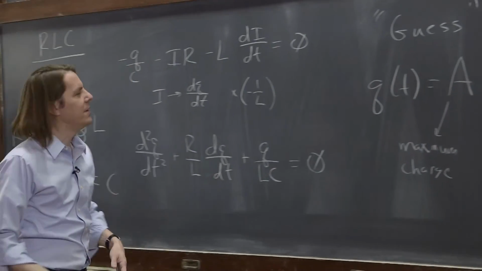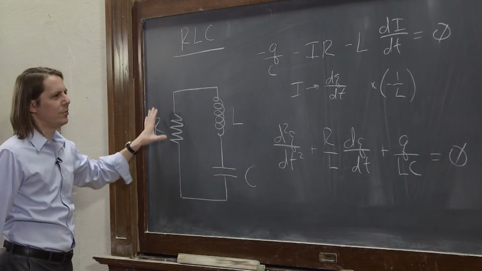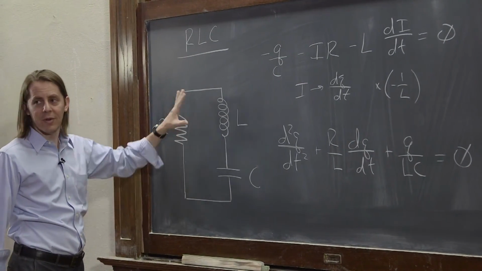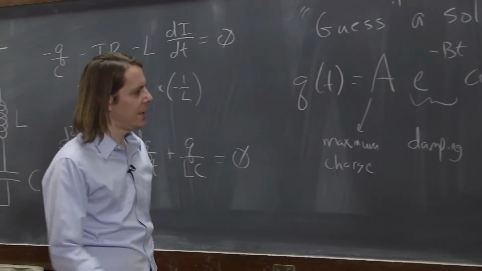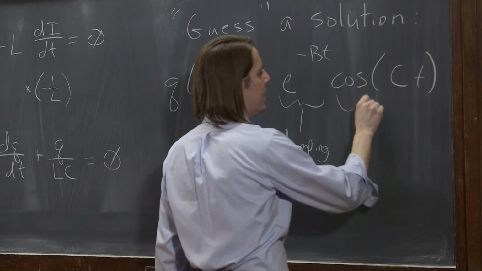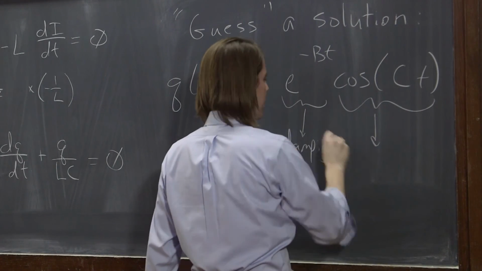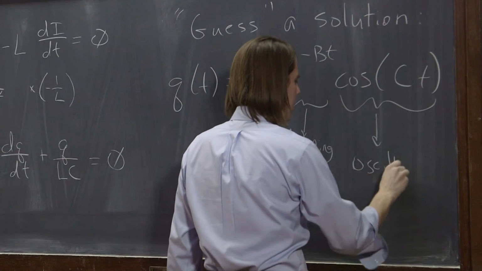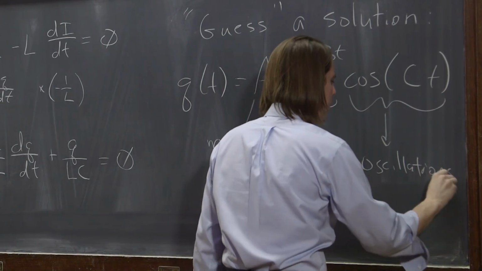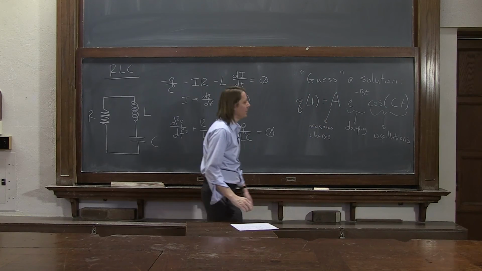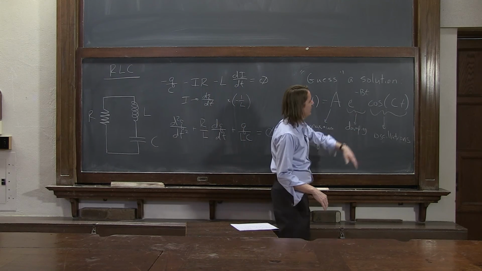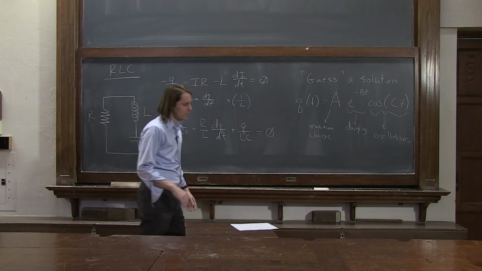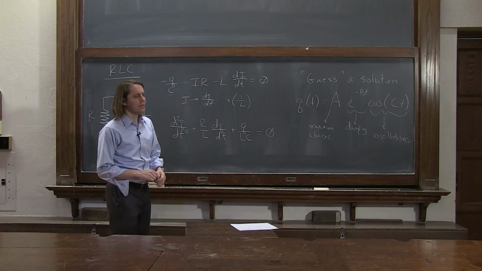So the circuit has a resistor in it, so maybe you can imagine what's going to happen. It's going to have oscillations, but they might damp. So the damping is in that exponential decaying term, and then the oscillations are going to show up here. So even if I didn't know this was the answer, this is a good constructed solution. It's going to have some amplitude, it's going to be damped, and it's going to oscillate. Seems like a good guess. All right, so let's see what happens with that guess.